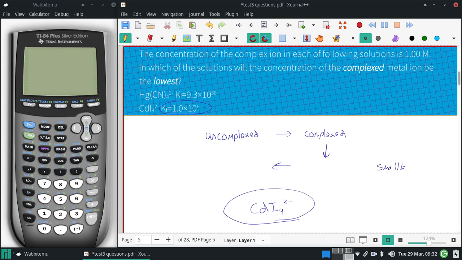And that's all the possible ways I could ask that question with those species listed. But you're always looking for that small K and large K, and then you just want to figure out which side you're looking at based on if it says complexed or uncomplexed and greatest and lowest.